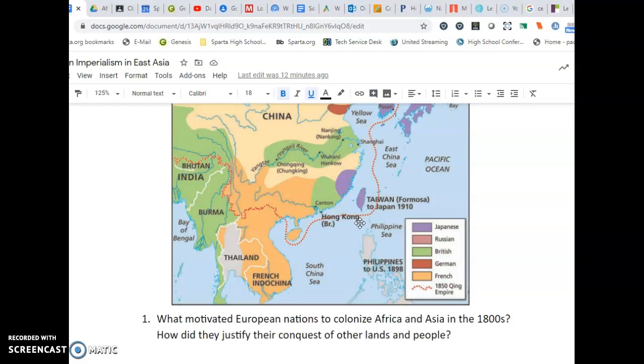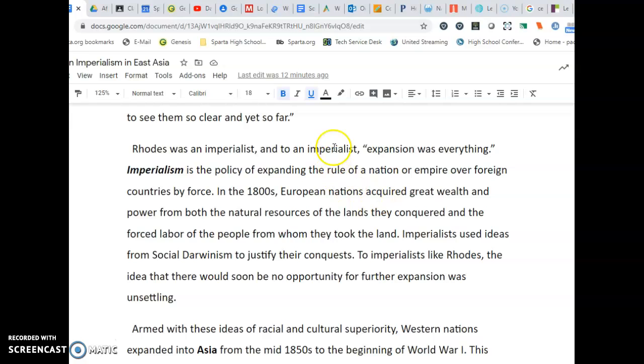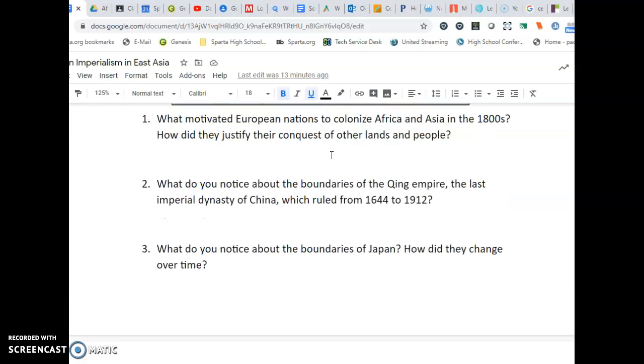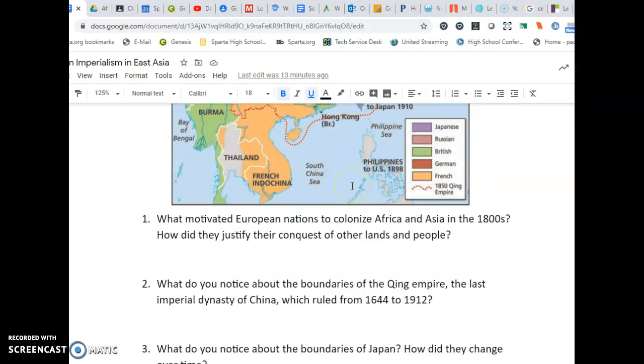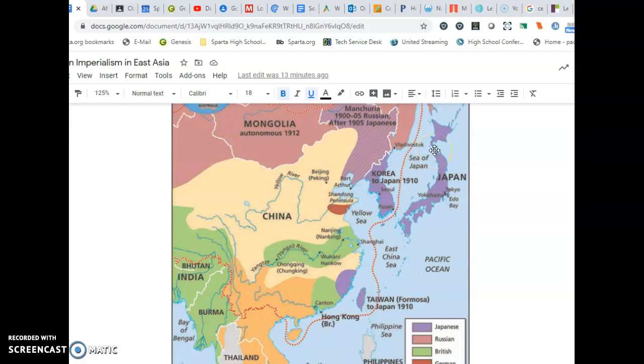So as you look at that map, you're also going to be answering three questions regarding it. The first one is, what motivated European nations to colonize Africa and Asia in the 1800s? How did they justify their conquest of other lands and people? And you'll find information in this part of the handout regarding that. But in regards to the map, there's two other questions here. What did you notice about the boundaries of the Qing Empire, the last imperial dynasty of China, which ruled from 1644 to 1912? What do you notice about the boundaries of Japan? How did they change over time? So those are two questions that you'll be answering regarding the ruling dynasty in China, which was known as the Qing Empire, as well as the Empire of Japan.